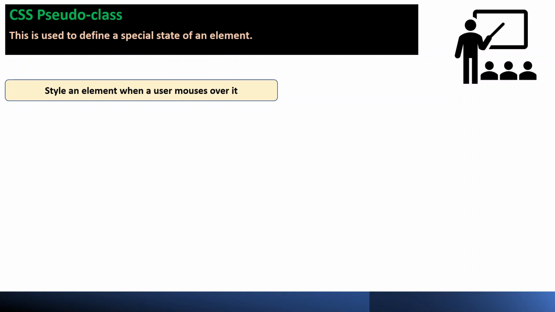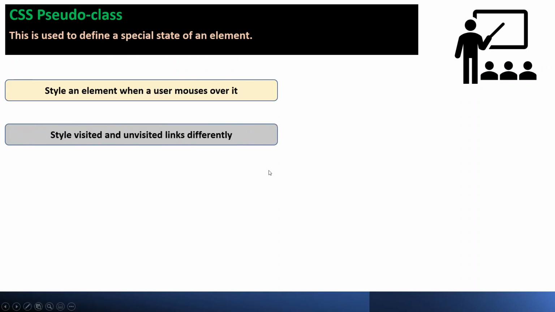So when you move your mouse over an element, you might want the element to look different. So you can use the pseudo class to do that. Another example is to style visited and unvisited links differently. When you click a link and you go to the link, you want the link to look different. If you haven't clicked the link, you haven't visited the site, you want the link to look different. So we can use the pseudo class to style this differently.